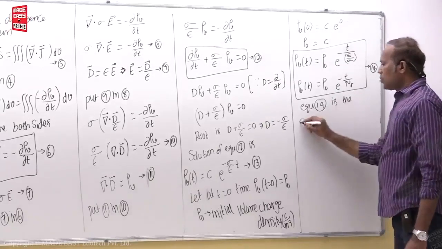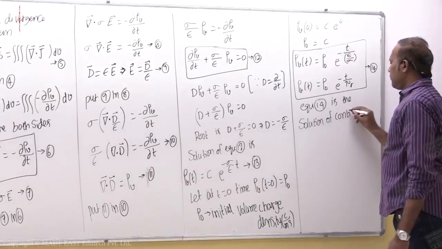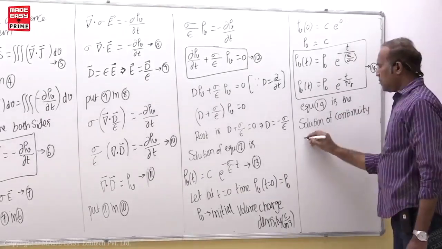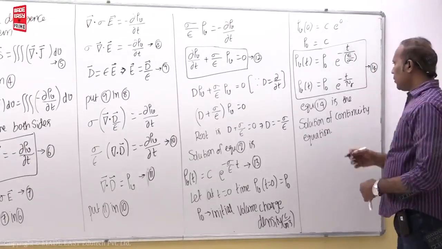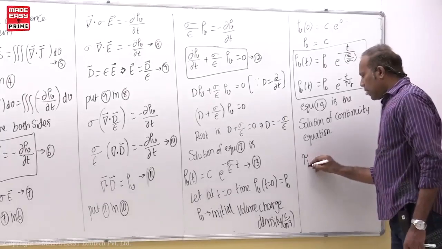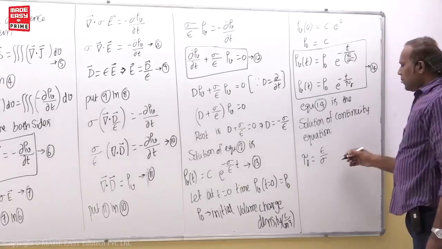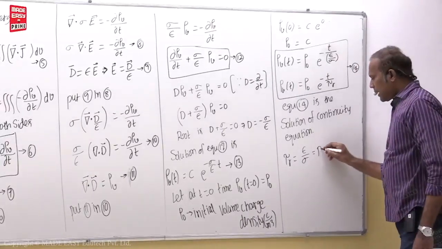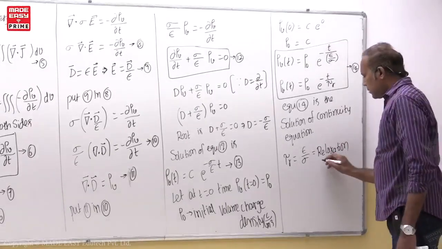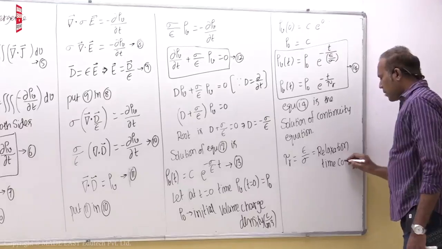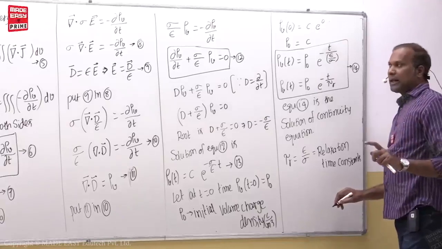Equation 14 is the solution of the continuity equation. Okay students. Now here tau r is equal to epsilon by sigma. Of course this is called the relaxation time constant. You know that in network theory, RC is also called the time constant.